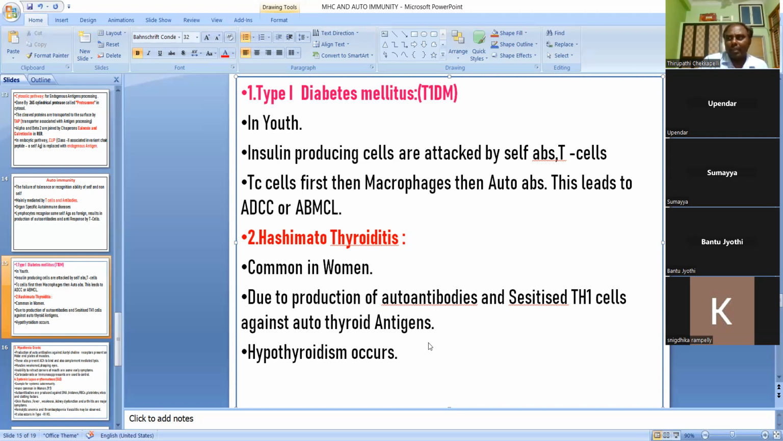After some time, even though there is no thyroxine ready to be released, the thyroid cells are stimulated, but thyroxine is not secreted, that is not ready. So after some period of time, or after some days, the cells become non-functional, so thyroxine is not produced. That leads to hypothyroidism. This is another example for autoimmune disease.